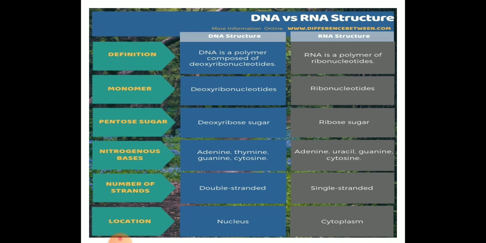Coming to the conclusion: DNA is made up of deoxyribose sugar, whereas RNA has ribose sugar; the monomers are deoxynucleotides and ribonucleotides. The pentose sugar is deoxyribose in DNA and ribose in RNA, and the nitrogenous bases differ because thymine is replaced by uracil in RNA. Usually DNA is double stranded and RNA is single stranded. DNA synthesis takes place in the nucleus, whereas RNA is in the cytoplasm.